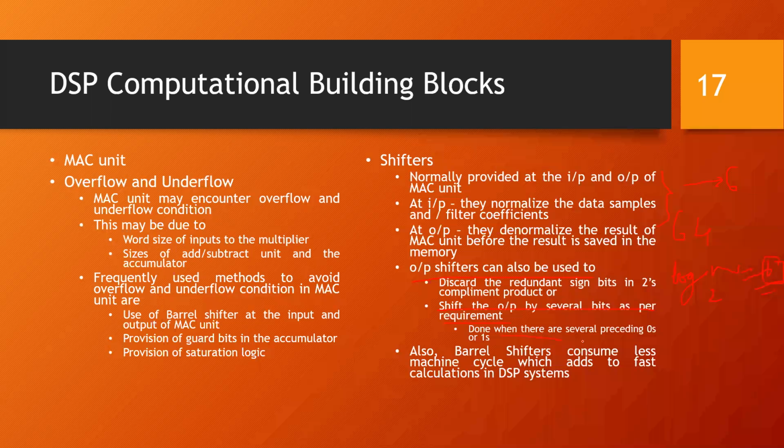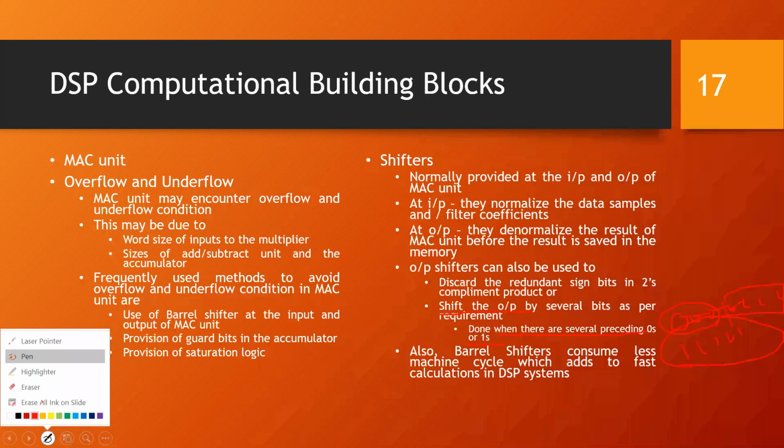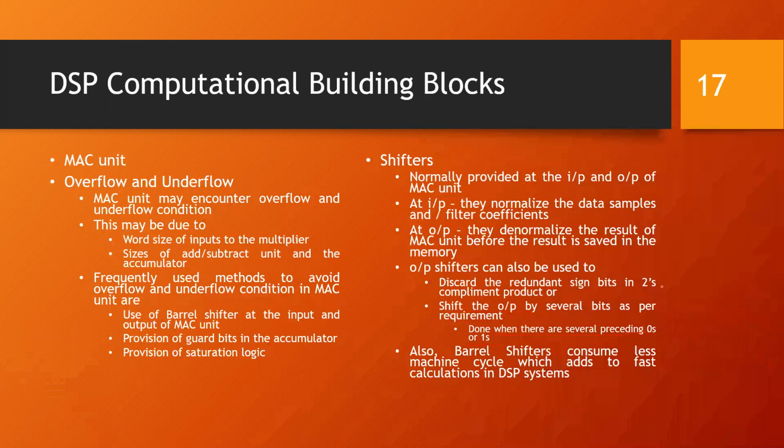So this is done when there are several preceding zeros or ones. What does this mean? If I have a number something like this, this much part is sufficient for me. This is actually the redundant part in this case. Similarly, if I have continuously this one, then we have to check how much part is sufficient for me. For that purpose, we shift the data and then we perform the operation. But when we are shifting and performing the operation, at the end we should take care that we get the same result. Okay, so those cases will be taken.